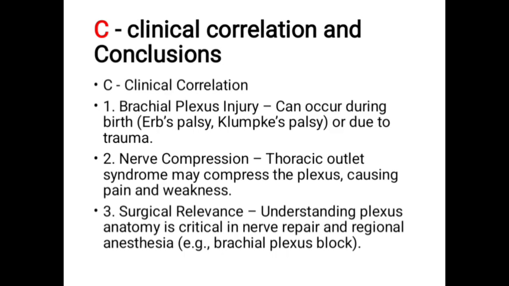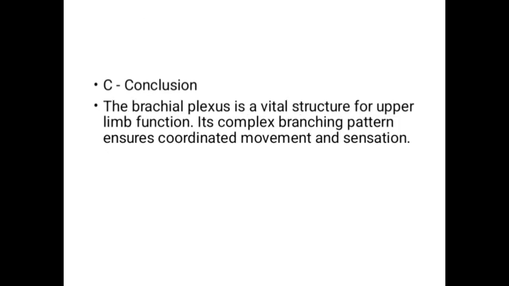The next is nerve compression. In thoracic outlet syndrome, the brachial plexus can be compressed, causing pain and weakness. The next is surgical relevance. Understanding the brachial plexus is critical in nerve repair and regional anesthesia, that's brachial plexus block. So all these are the clinical correlation or applied anatomy of the brachial plexus. The next is conclusion. The brachial plexus is a vital structure of the upper limb. Its complex branches ensure coordinated movement and sensation.